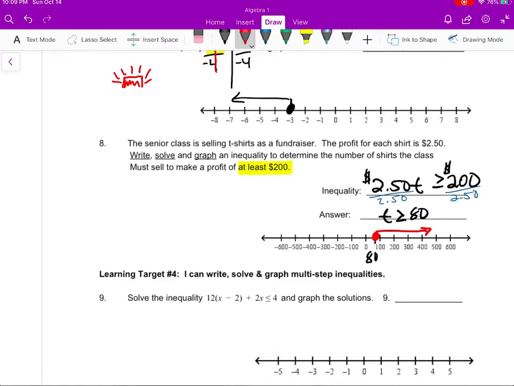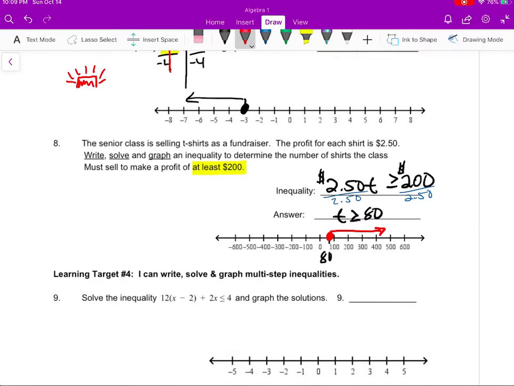Now technically this is a tough graph, because you can't buy part of a t-shirt, so it should technically be a dotted graph. However, it would take a long time to dot those graphs, so we would accept both. But it actually should be dotted. And again, the fancy word for that is discrete, but for the sake of time, we're not going to dot that one.